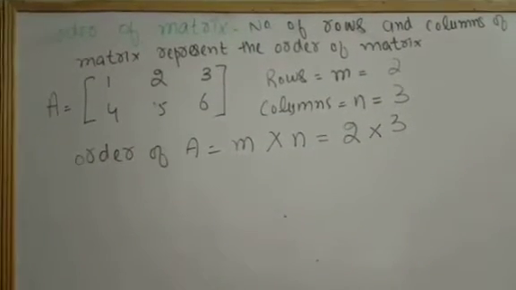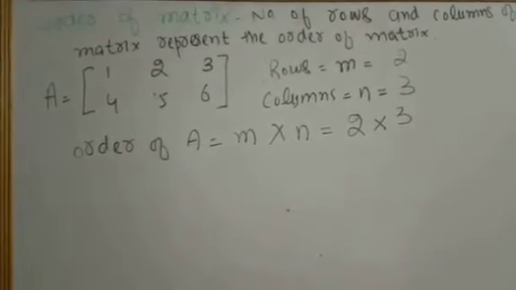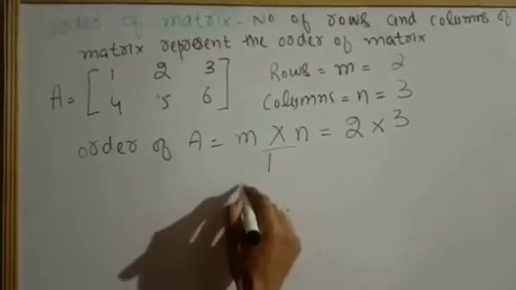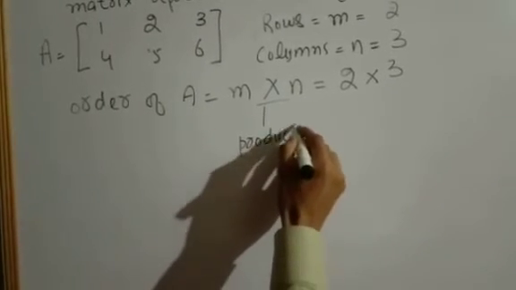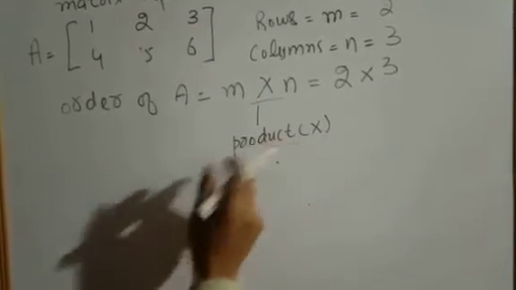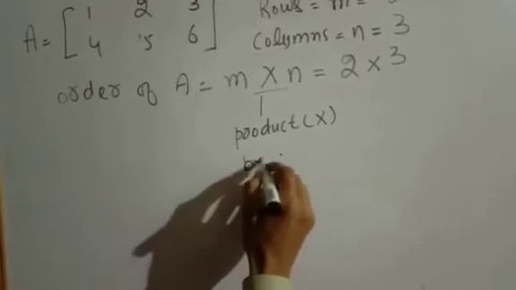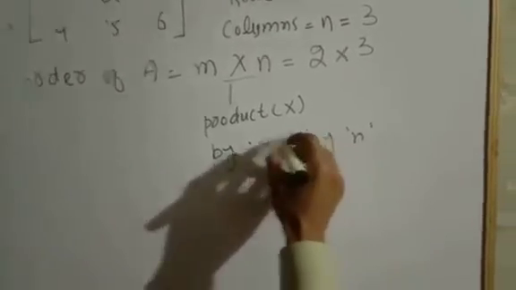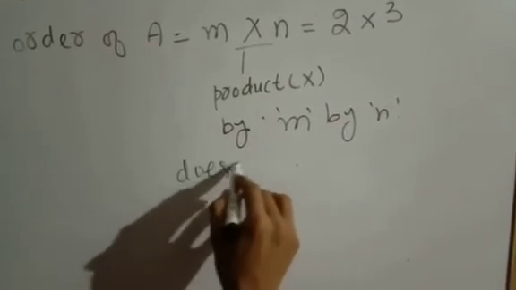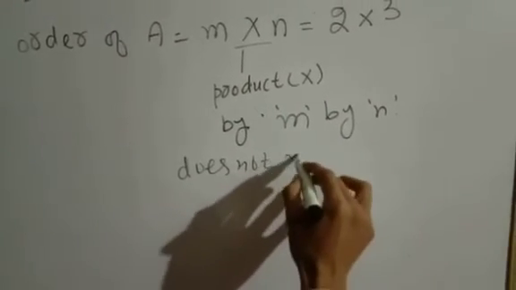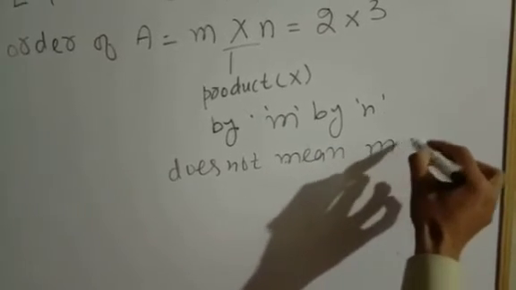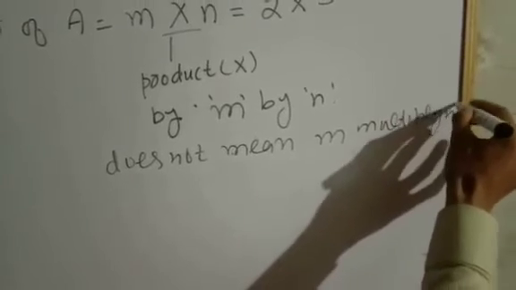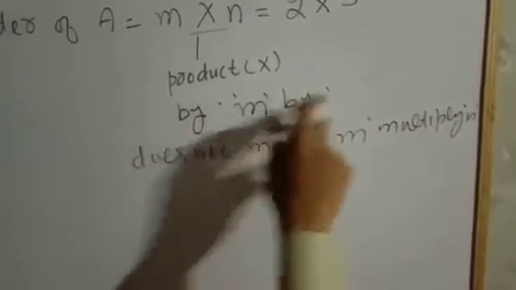So be careful and consider one thing more importantly, that it is not product. It is not product. It is read as by, like m by n. It doesn't mean m multiply by n. It is m by n.